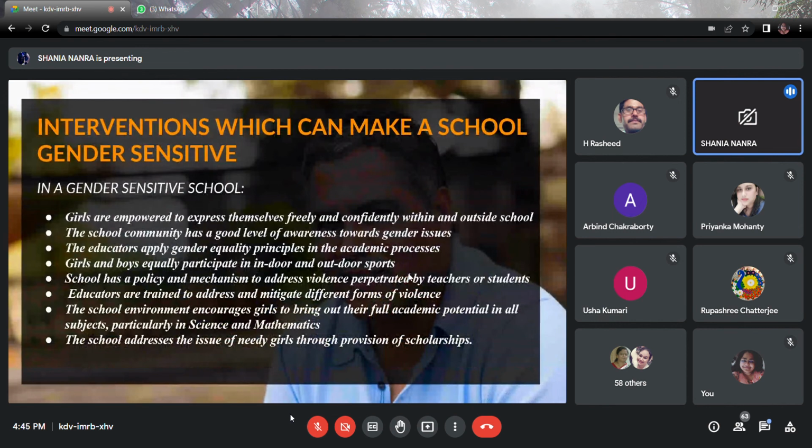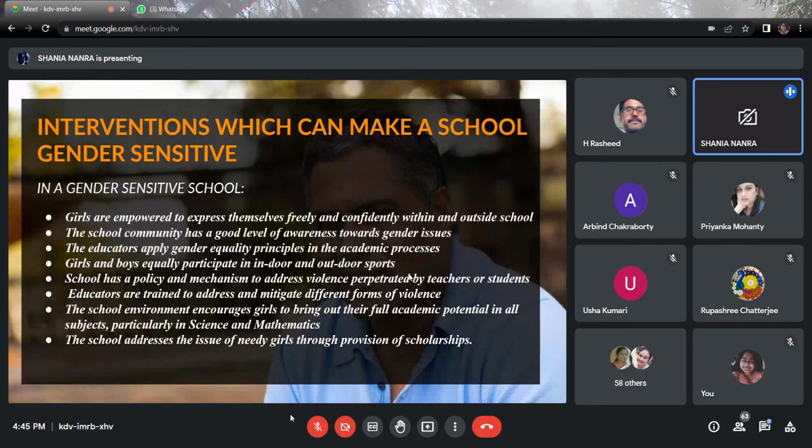Interventions which can make a school gender sensitive. This is very important for us to understand. Girls are empowered to express themselves freely and confidently within and outside school. When a teacher is aware of all the gender issues, or all the ideas that come under the umbrella term of gender, the teacher is going to make an environment for girls to feel free. So that is what is written. In a gender-sensitive school, girls would be empowered to express themselves freely and confidently within and outside the school.